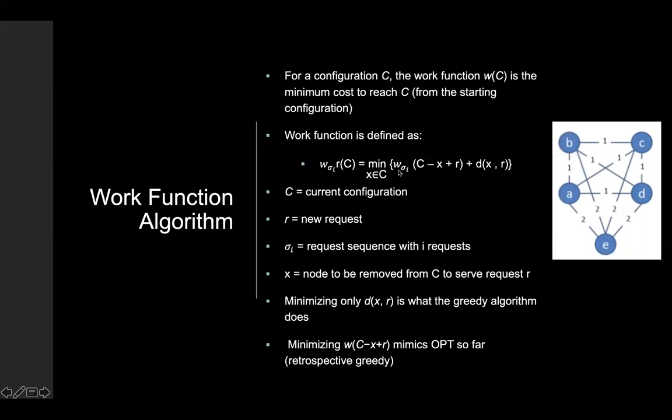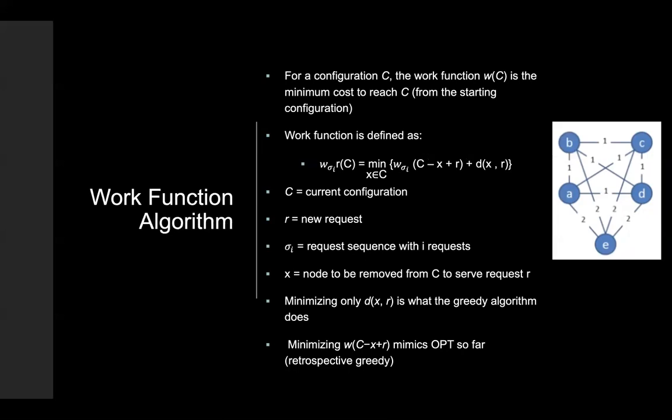W of C implies the minimal cost of serving request R and ending up in configuration C when you start from an initial configuration C dash. Sigma I is a request sequence with I number of requests. Here, the term D(x, R) is a distance between two servers located at x and R.